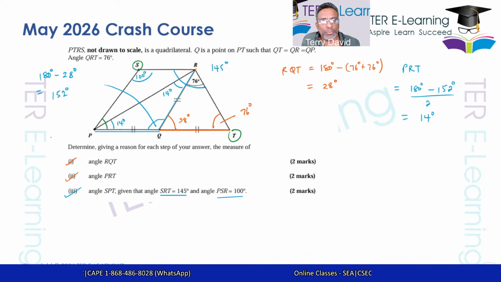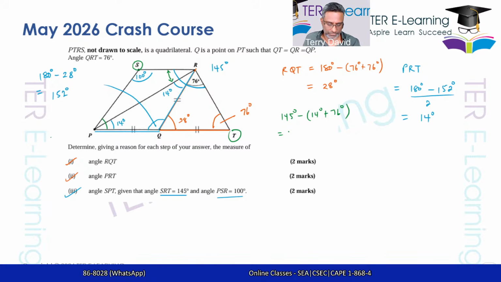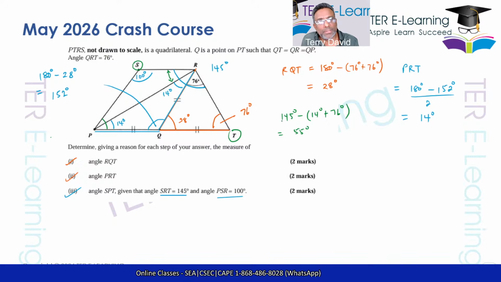Okay, so first of all, we can actually work out this little piece here, if I want. That little piece there is going to be 145 minus, 14 plus 76. You're going to get 55 degrees. So this here is 55 degrees.